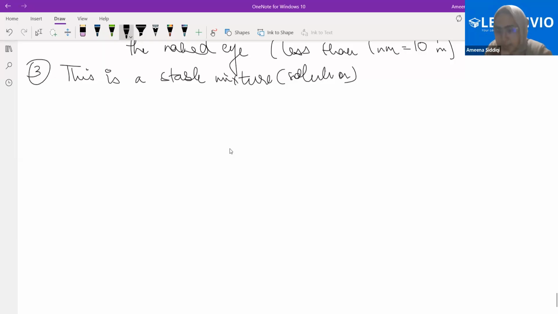Please write it down. We'll move on to the next point. You can write it here in a bracket: filtration is not possible here. Why? Because it's a stable mixture.